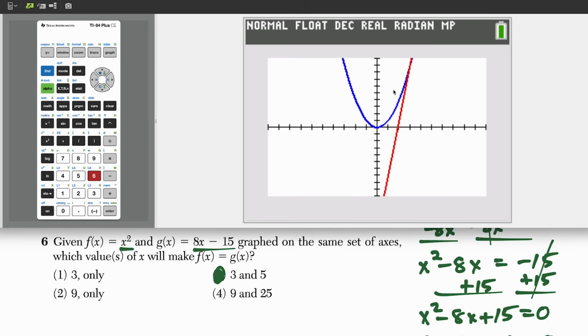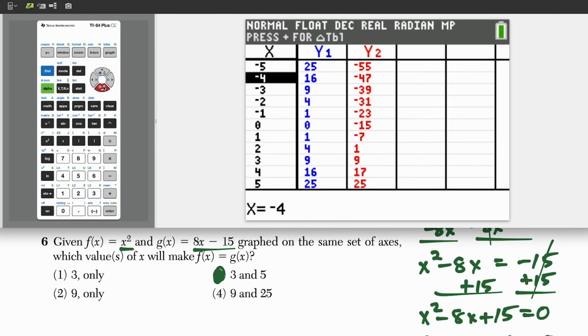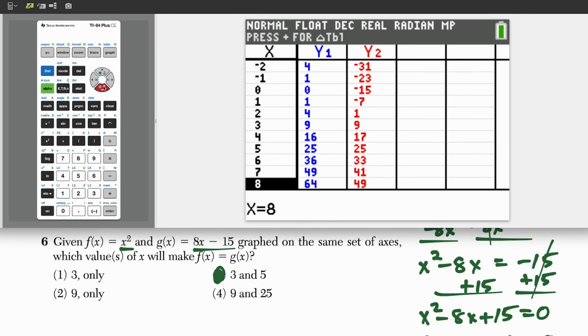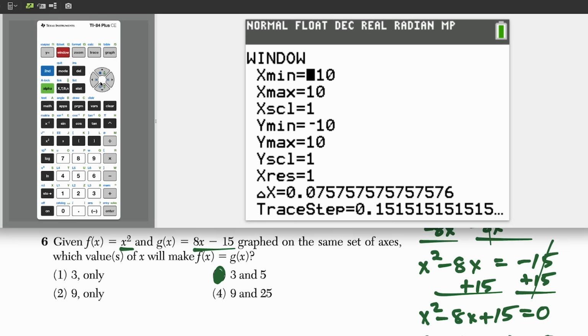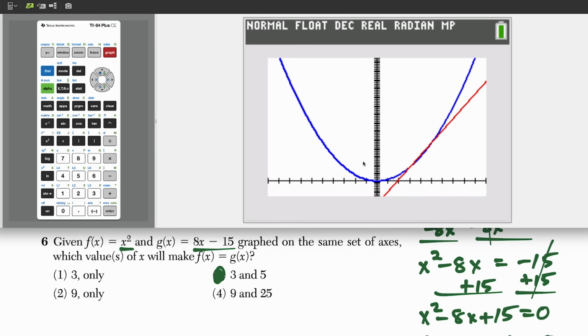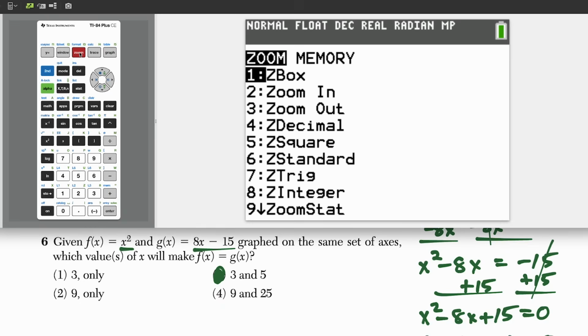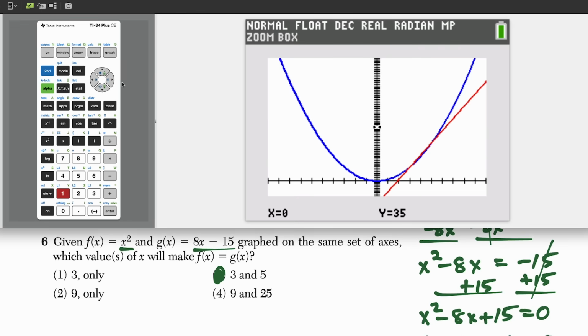But what I could do is I want to see what's going on in this neighborhood here. We press second graph, and notice here that the y values are jumping up really high into the 60s. So maybe when I go to the window, I'll make my y maximum something like, let's say, 80. And now I press graph, and you see how we could see a little bit more? So what I could do is I could press zoom number 1, so zoom box, and I'll also show other ways of getting the exact points here, but I just want to get a better picture.